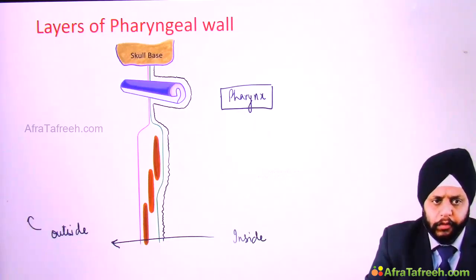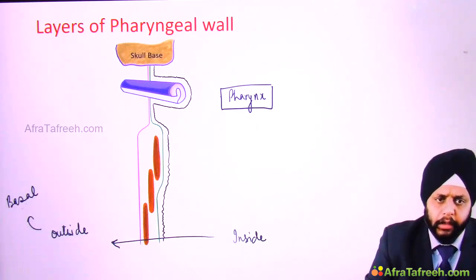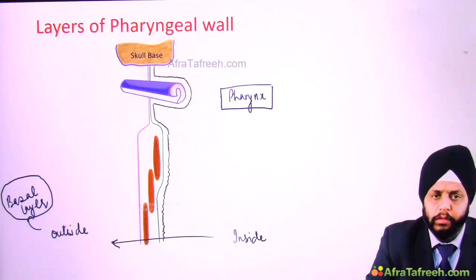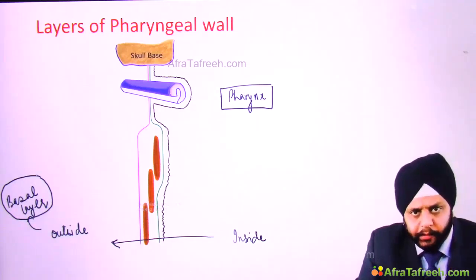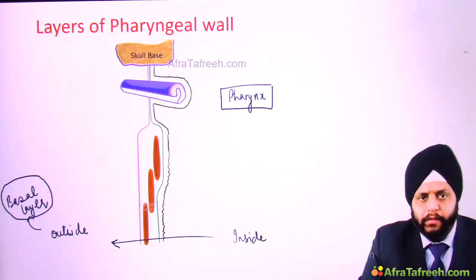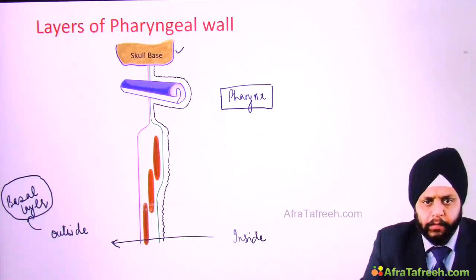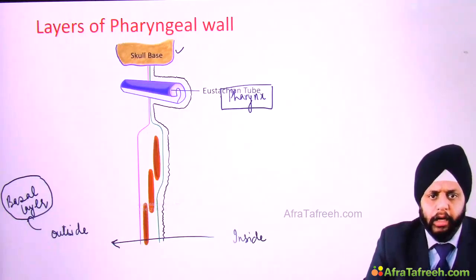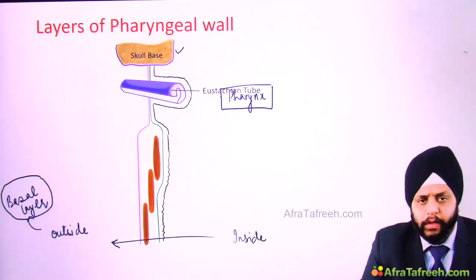This I will assume to be the basal layer, or I can say the basement membrane. Whatever you want to say, this is just a hypothetical name I have given over here so as to learn the different layers of pharynx. Okay, so we can see the skull base. Below the skull base, we can see this structure, that is the eustachian tube, and then we go down and we can see the 4 layers.